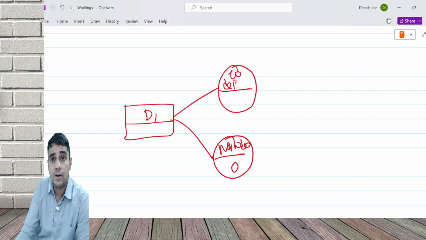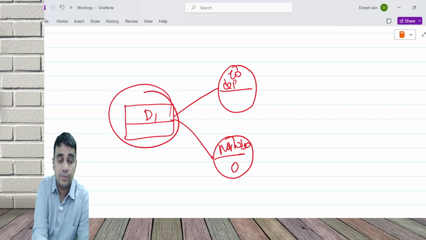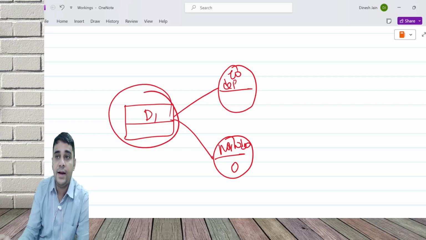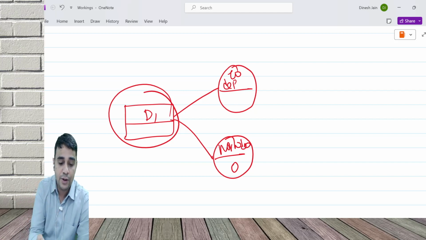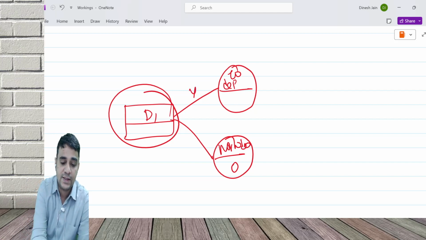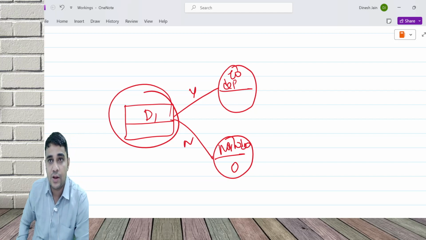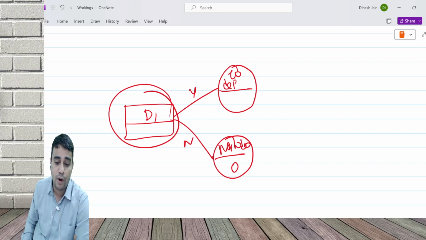Which is a rectangle? Decision is here. You have already taken the decision. To do project means you have taken the decision of doing the project. Not to do means you have decided not to do the project. So D1 is the question, to do project: yes is on the top side, no is at the bottom.